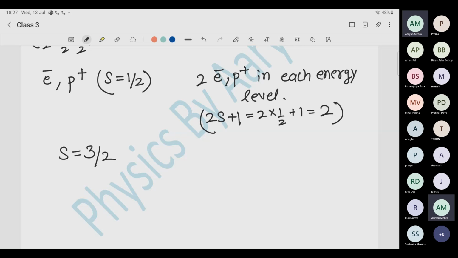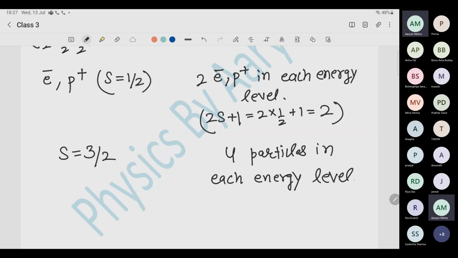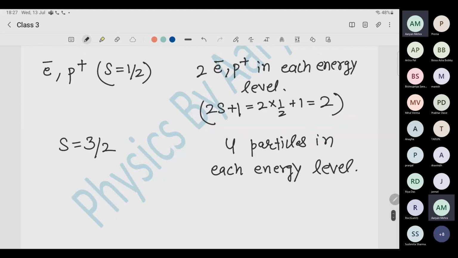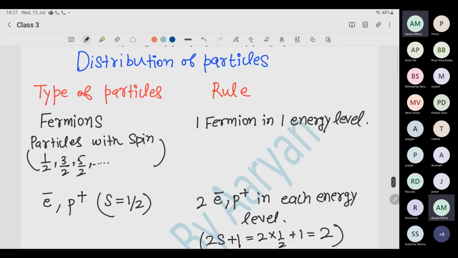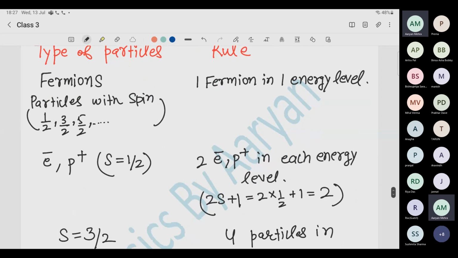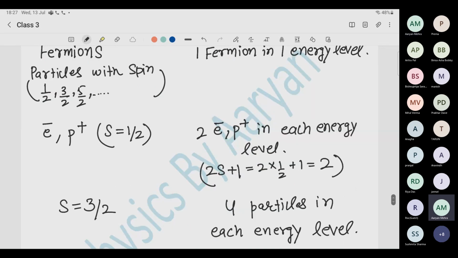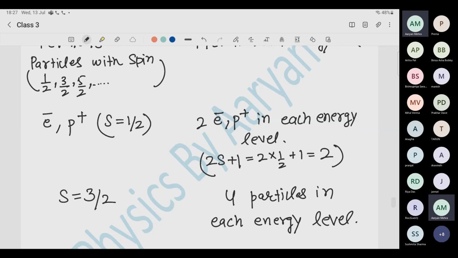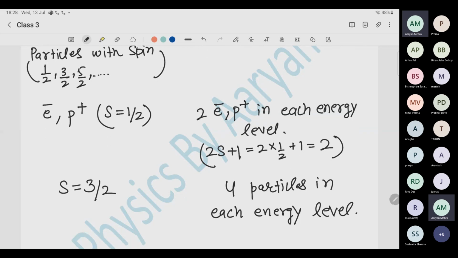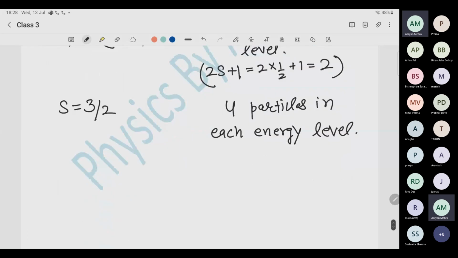It's very simple. You just need to put the 2s plus 1 formula. Four particles in each energy level. Similarly, any kind of fermion you can calculate. Only fermion, if said, one fermion in one level. If any particle like electron or proton is mentioned, or spin is specifically mentioned, you can use this formula, 2s plus 1. Okay, so this is for fermions.